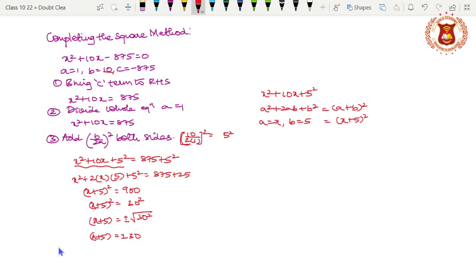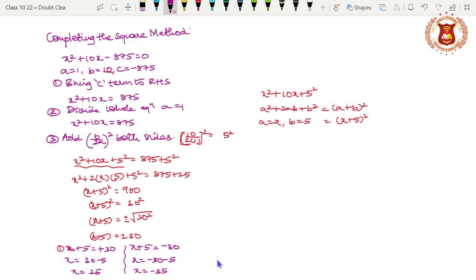Now the two solutions are here. First solution is x plus 5 is equal to plus 30. The second solution is x plus 5 is equal to minus 30. We take plus 30 once and minus 30 once. Now x is equal to 30 minus 5, x is equal to 25, right? x is equal to minus 30 minus 5, x is equal to minus 35.